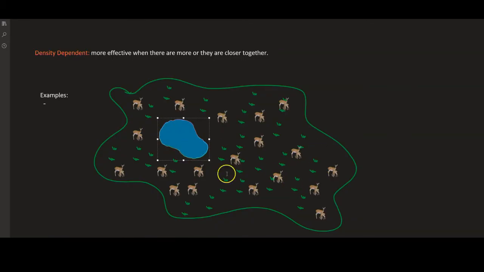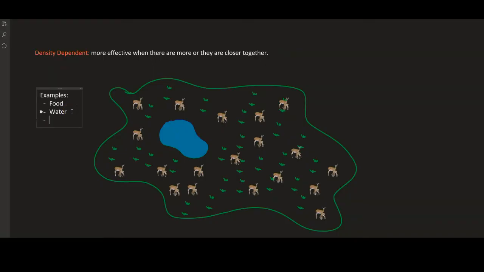Same thing with water. If there are more deer, they're going to run out of water faster than they would if there were very few of them. So food and water are density dependent limiting factors, because if there are more of them, it prevents them from reaching a higher carrying capacity, and it limits their population faster, not just more, but faster when there are more of them than if there are not more of them. So let's put some examples here for density dependent: food, water, some other things that we can say would limit the population faster if there are more of them.